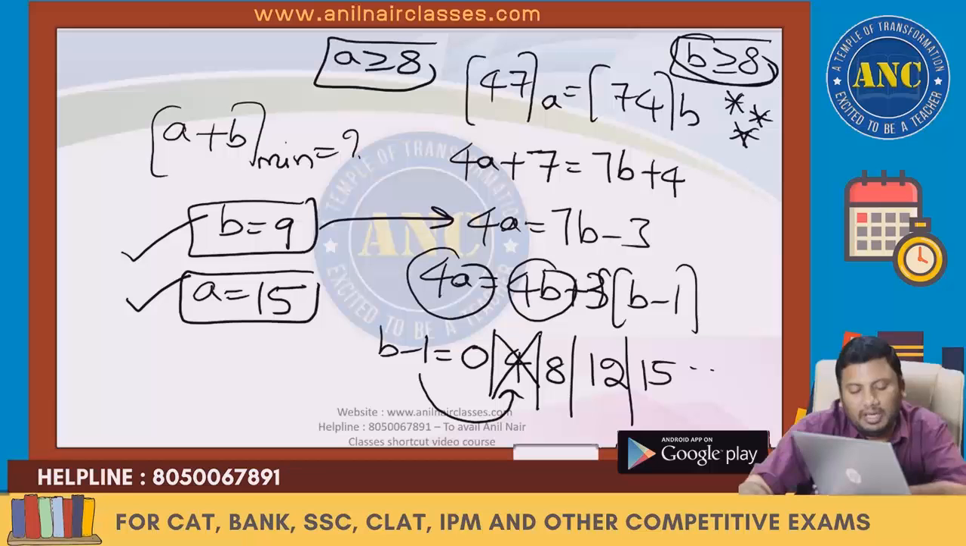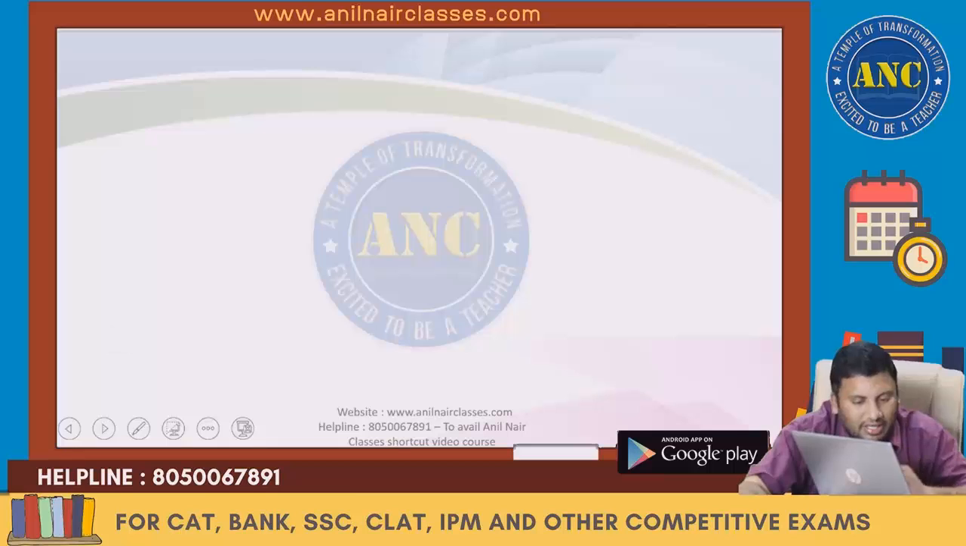Next one, B is 9, A is 14. Let us check whether it is satisfying. 15 fours are 60 plus 7, 67. 63 plus 4, 67. So 15 plus 9. Clear. Next one. Please write down the next one.